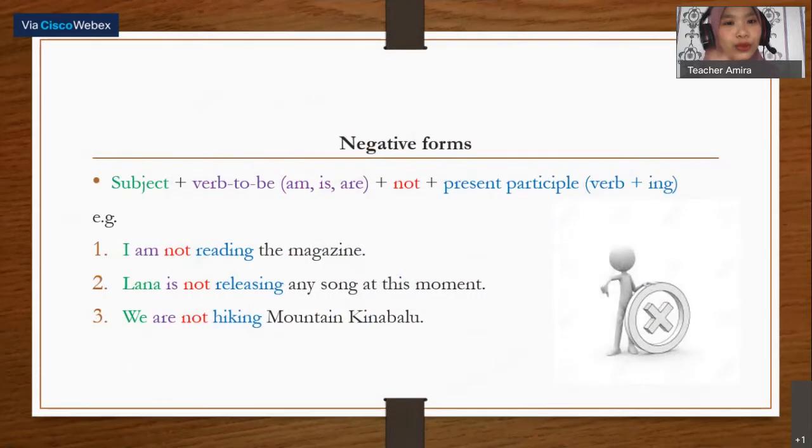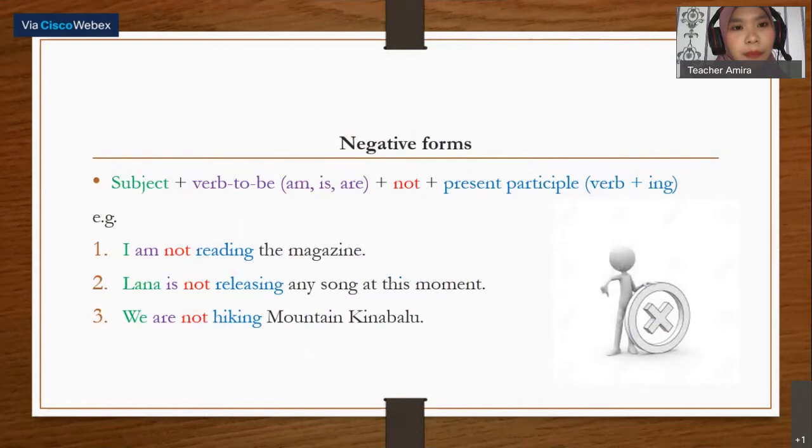How about negative form? Okay. Negative forms, just like before, we are talking about something that there is no or not in the sentence. So how do you construct sentences with negative forms? You have the subject at the beginning of the sentence, and then you have verb to be: am, is, are. Like I have mentioned before, am is for I, is for singular, are is for plural. And then you add not. The main reason we are talking about negative form is the word not. And then we have present participle, verb plus ing.